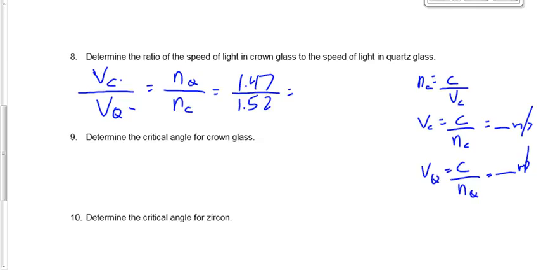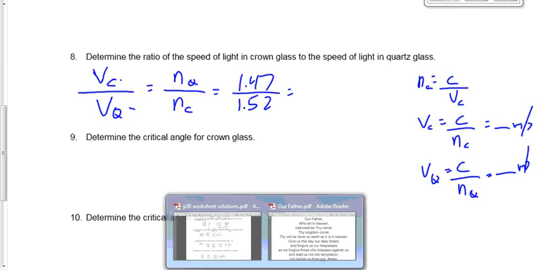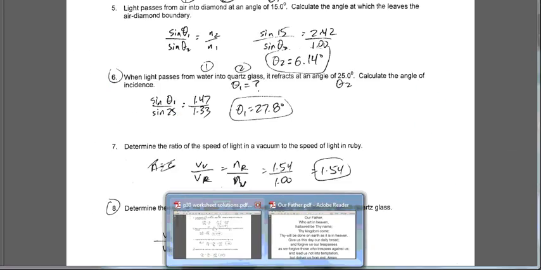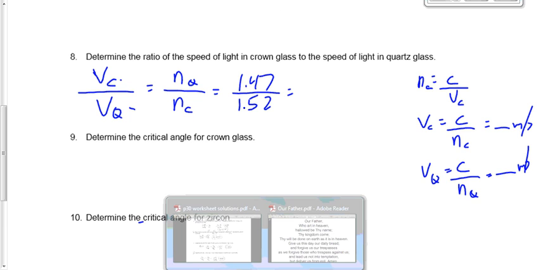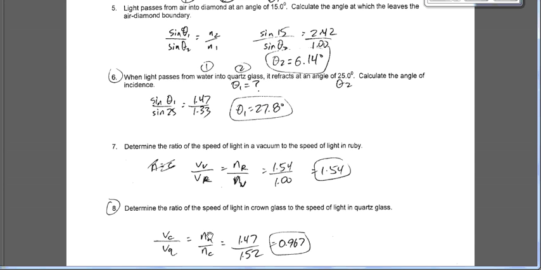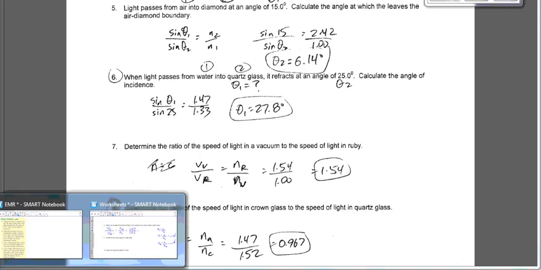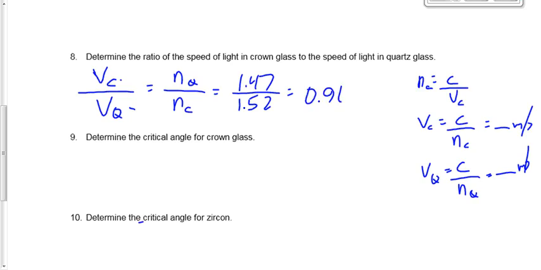When we do the math there, I think it worked out to be 0.947 or something. What was it? 0.967. So, really, I haven't found a ratio. I've compared them, but I haven't found a ratio. The ratio would be 0.967 to 1, right? The speed of light in crown glass to quartz glass is 0.967 to 1.